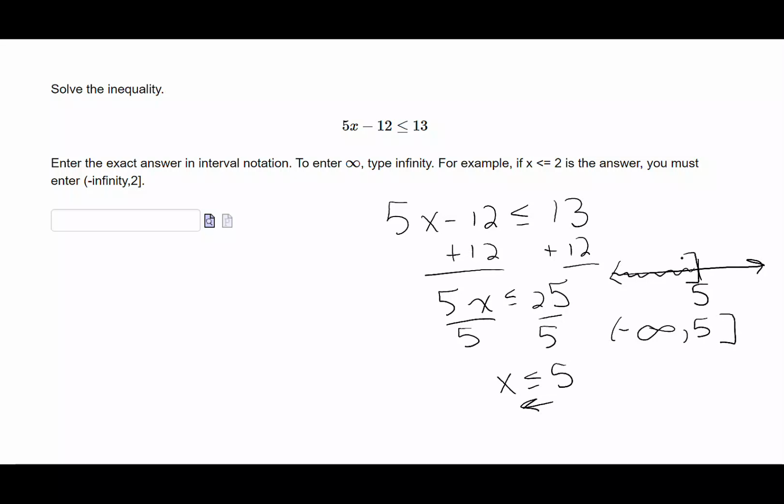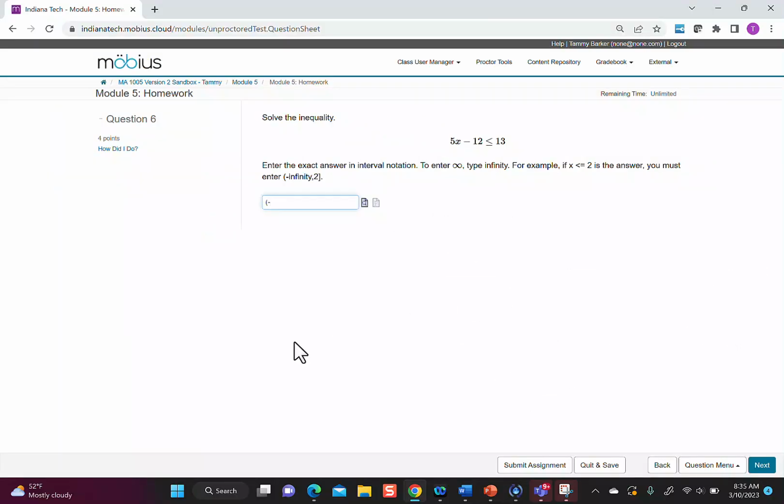It faces where the shading is, so the shading is to the left, so the bracket is going to go to the left, and this is the answer I want to put into Mobius. Open parenthesis, negative sign, the word infinity, comma, 5, close bracket, and then hit how did I do?